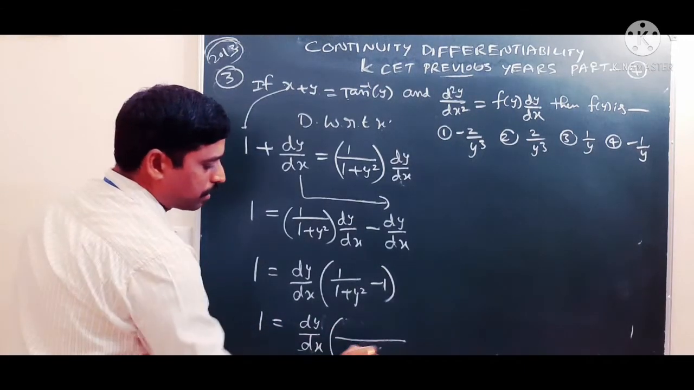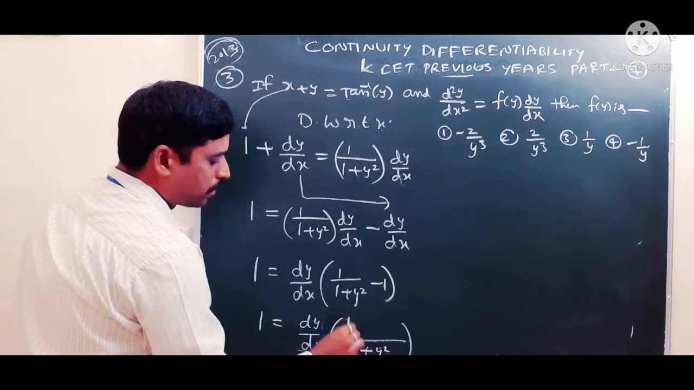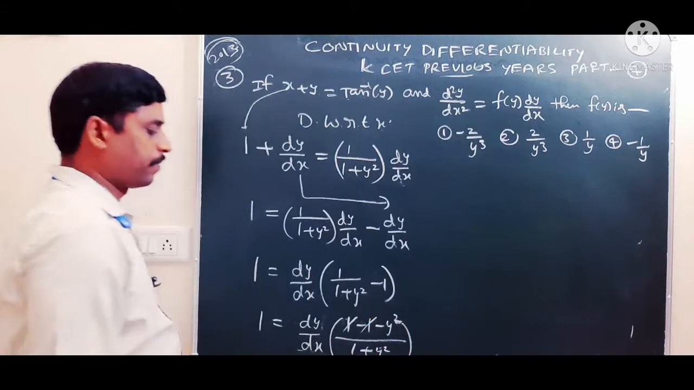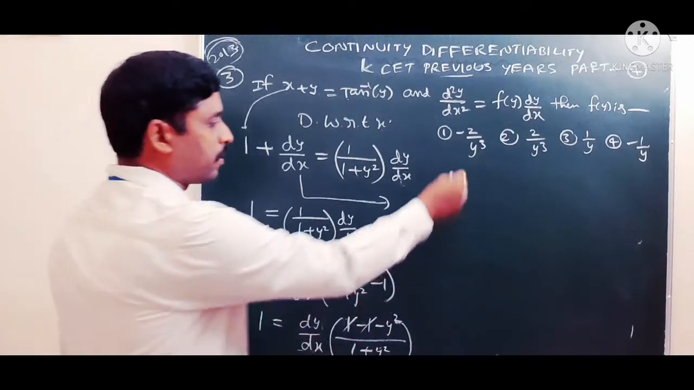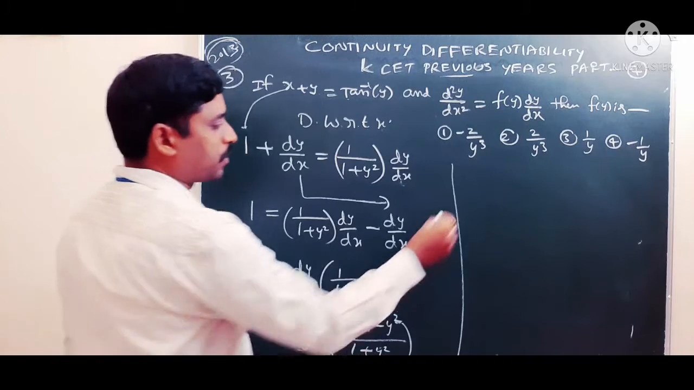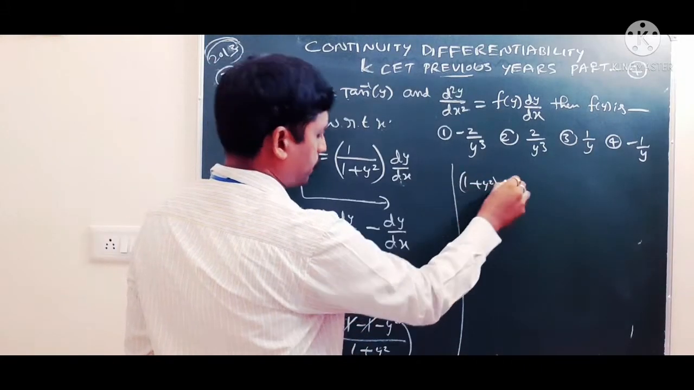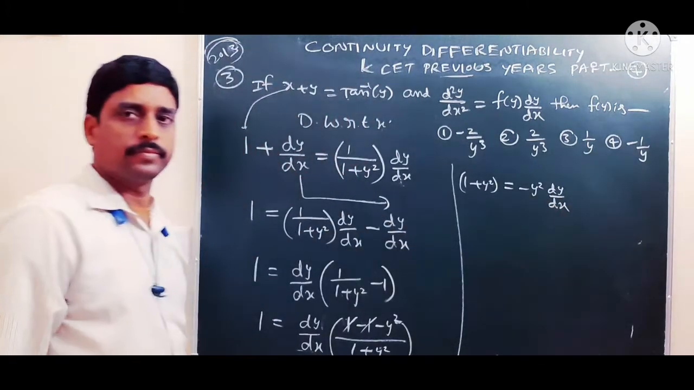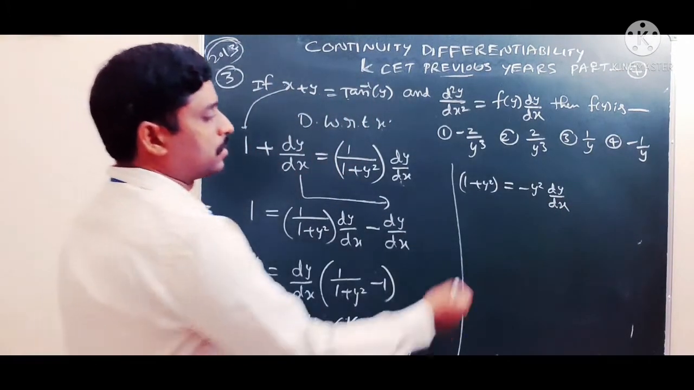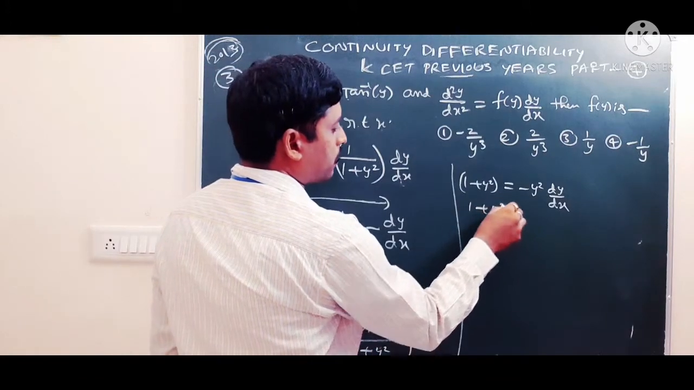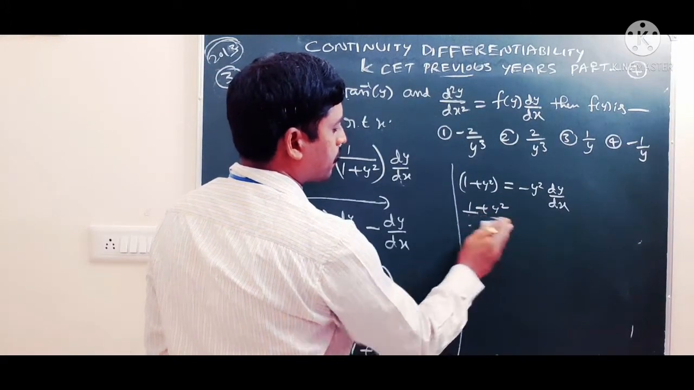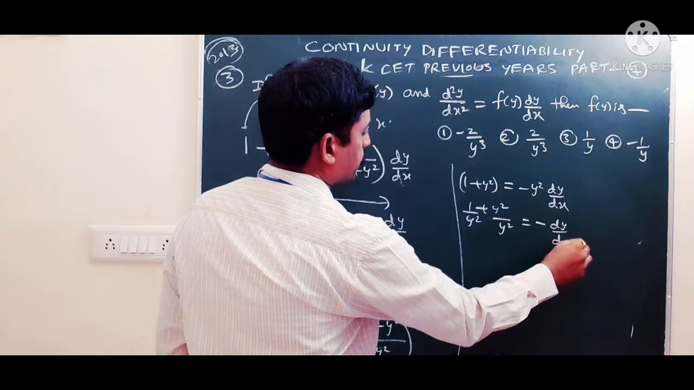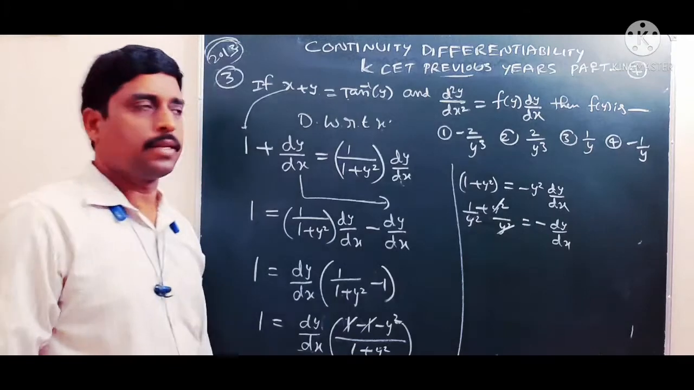So let us do the LCM: 1 minus 1 minus y square. So from this equation, dy by dx by cross multiplication, 1 plus y square is equal to minus y square into dy by dx. Okay, so divide by y square on both sides: 1 plus y square by y square is equal to minus dy by dx. So y square gets cancelled.